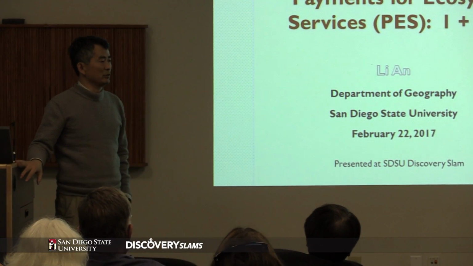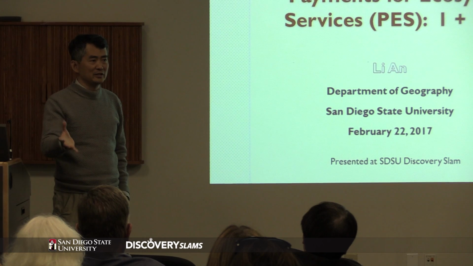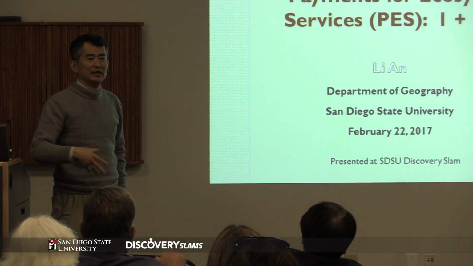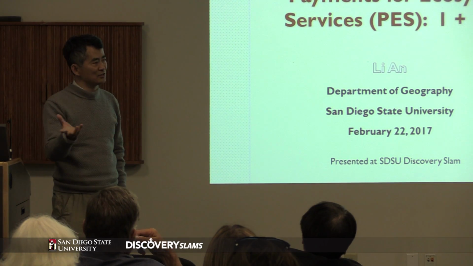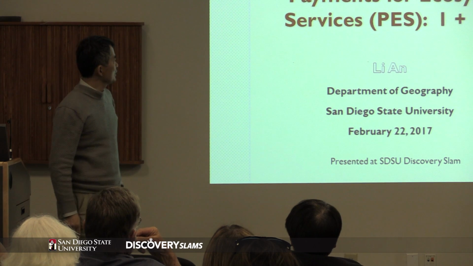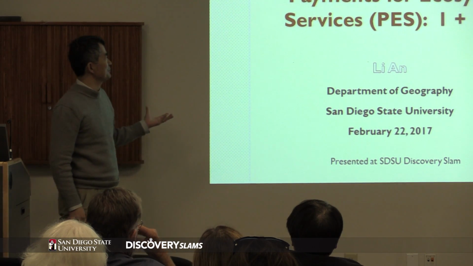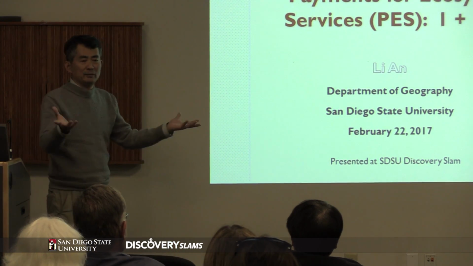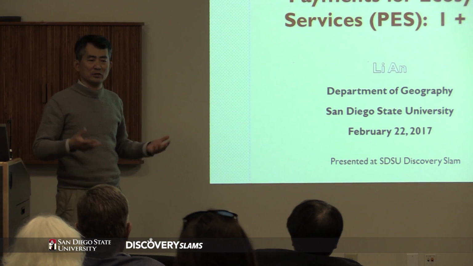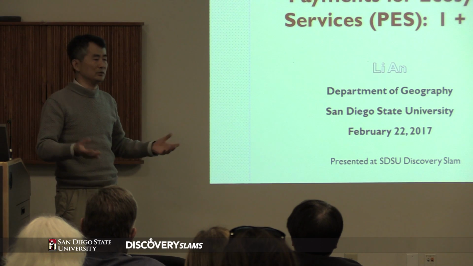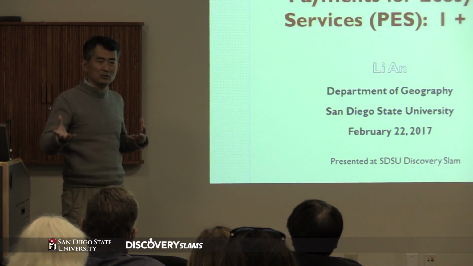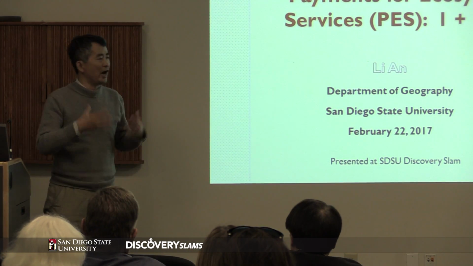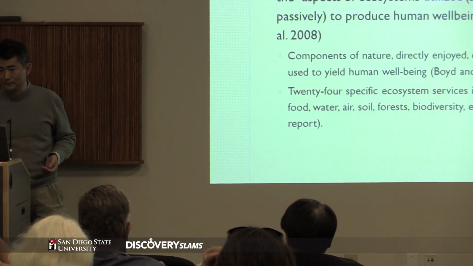It's a great honor and pleasure for me to present an excellent discovery that my team and I made in the last 6 months. The title here is Payment for Ecosystem Services. 1 + 1, you guys know, is equal to 2, but here I'm presenting to you that 1 + 1 could be equal to, bigger than 2, or less than 2. And I'll explain why this is possible.